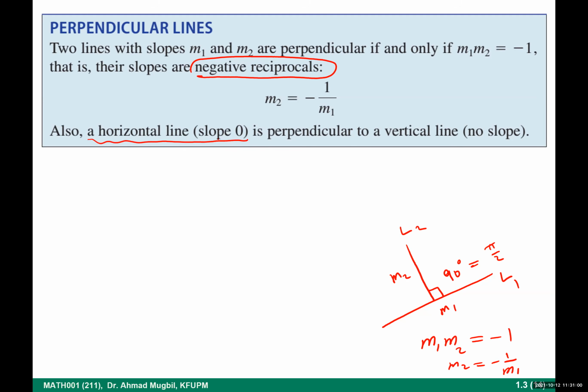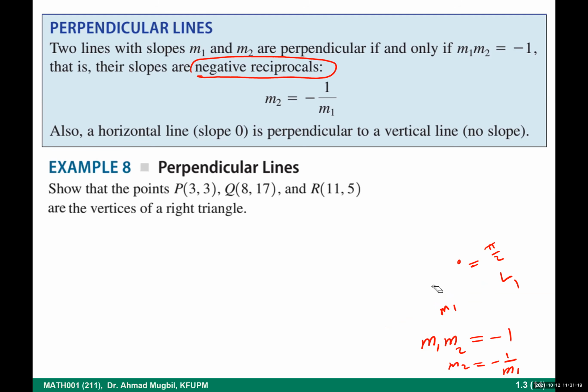If you have a horizontal line, its slope is what? It is 0. What will now be the negative reciprocal of 0? -1 over 0, which is what? Which is undefined, no slope. And this, of course, agrees with what we said before.